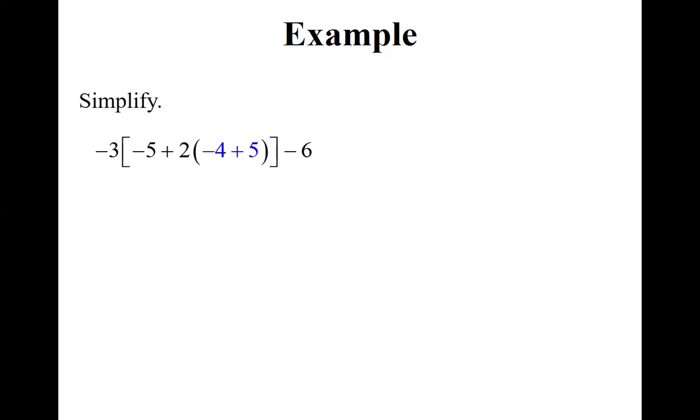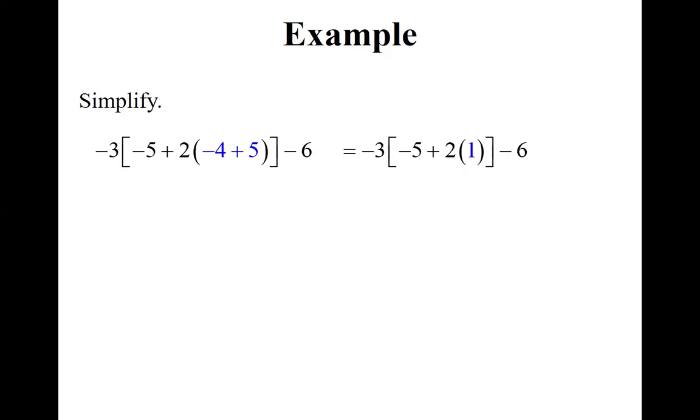Next up, -3 times square brackets, -5 plus 2 times parentheses, -4 plus 5, close parentheses, close square brackets, minus 6. So we have grouping symbols within grouping symbols, parentheses inside of square brackets. We go to the innermost set. So we start inside the parentheses, with that -4 plus 5. And -4 plus 5 is +1.